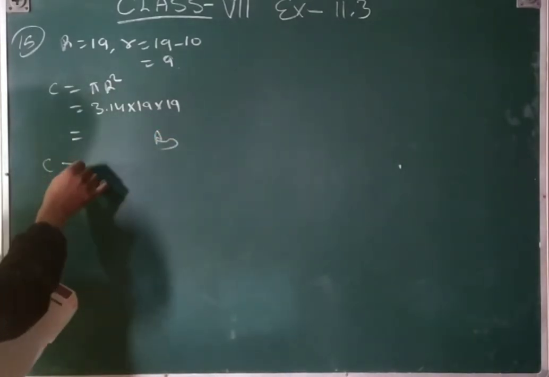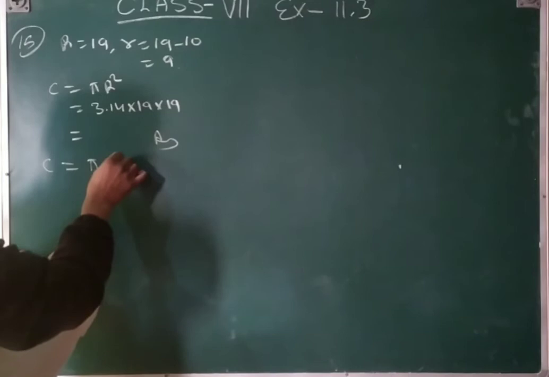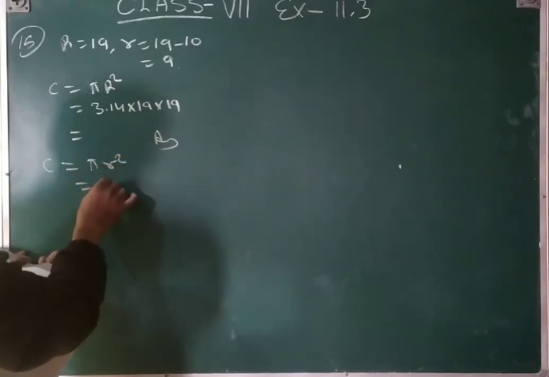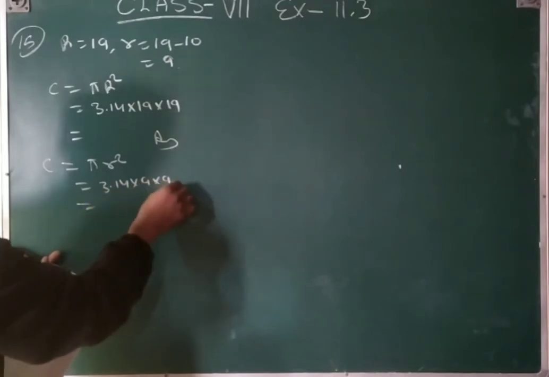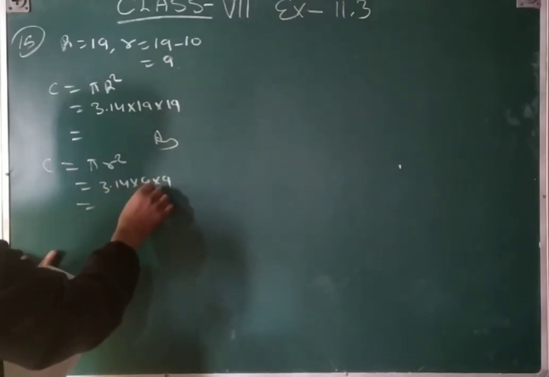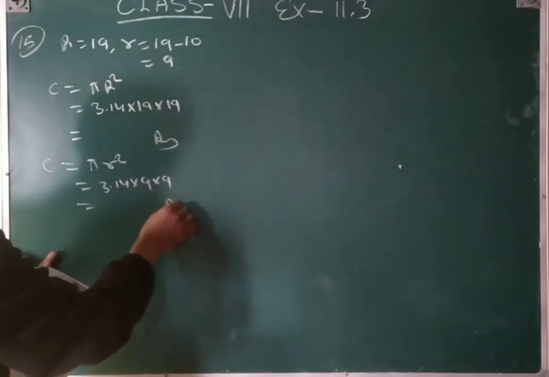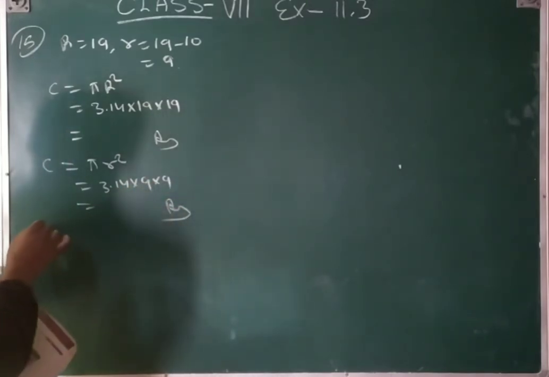And then circumference of second one, that is pi r square, that is 3.14 into 9 into 9, 9 9s are 81, and then multiply, and the answer will come by multiplying.